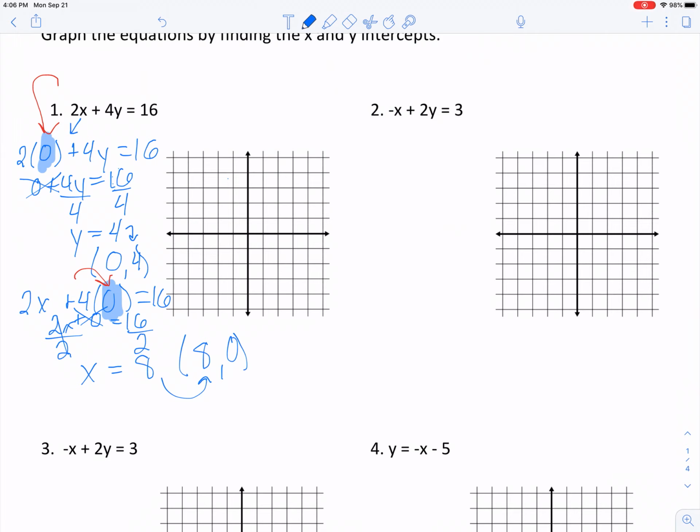Now plug them in. (0, 4): 1, 2, 3, 4. And (8, 0): 1, 2, 3, 4, 5, 6, 7, 8. Got a little bit off there, didn't I? There. Like so. Questions there?